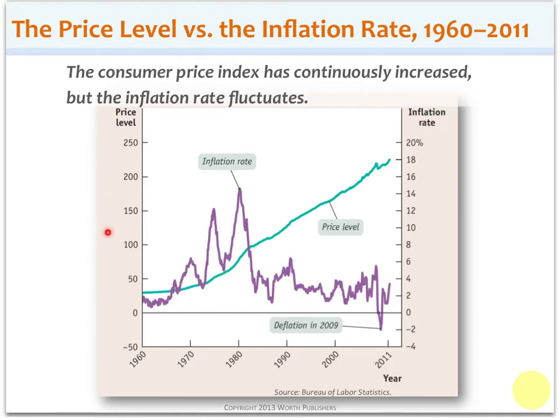So on the left, you can see the teal line is increasing pretty much constantly throughout the time period under analysis, but you can see the purple line, the percent change in the average price, is all over the place. Particularly, you can see some radical swings in the 70s, and then that slowed down, and we can see in the most recent recession some actual negative inflation rate, or deflation.